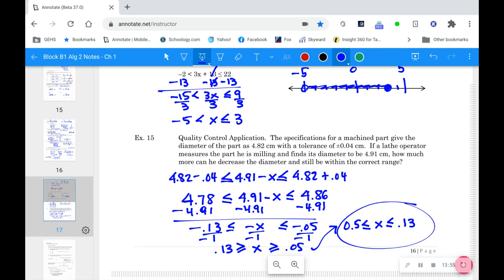Okay, so he can take off anywhere between 5/100ths of a centimeter and 13/100ths of a centimeter and still have a part that will fit in the machine. And that does it for the 1.4 notes.